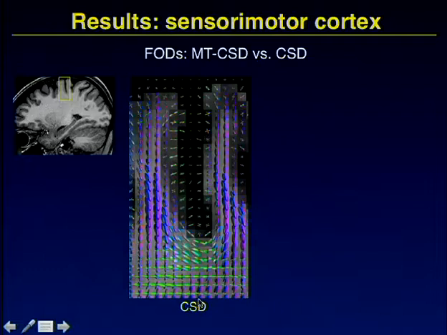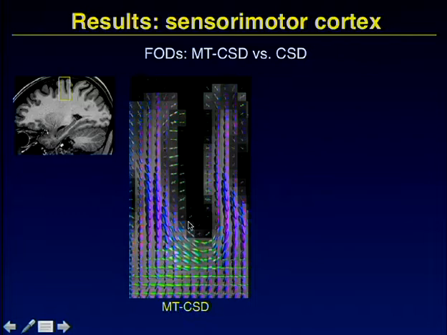So what kind of results do we get? This is a little region in the sensorimotor area, in the central sulcus. This is what you would get with standard constrained spherical deconvolution, a commonly used method. You get very good, nice results in the white matter, but the gray matter and the CSF are all a mess. If you look at what you get with the multi-tissue method, and I swap between the two, you can see that it cleans up all these regions, and you can start seeing, for example, radial projections in the cortex.